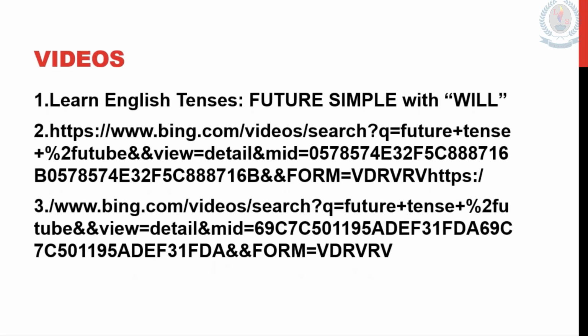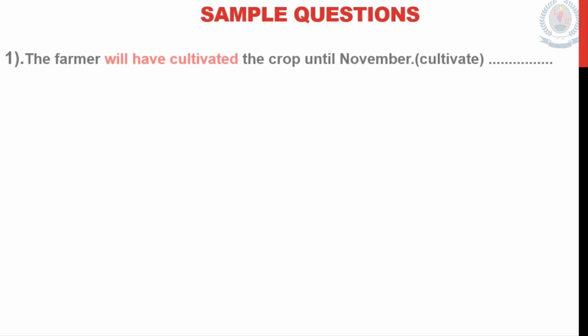Three video links are mentioned here, so watch them. Sample questions: I have given 10 sample questions. One by one, the farmer will have cultivated the crop until November. We must identify the type of tense in future. So what type of tense have we used here? Will have cultivated, that means future perfect tense.